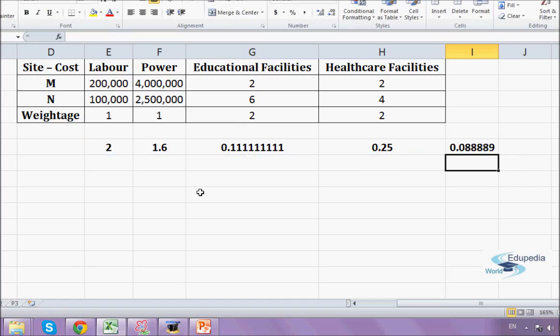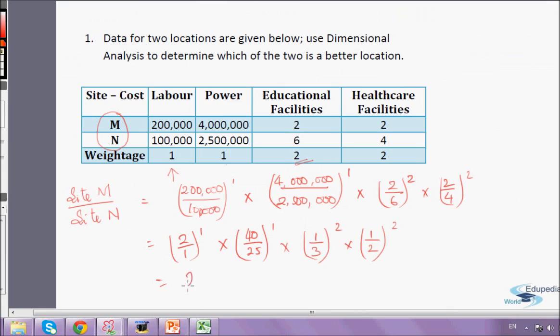And if we have to solve it manually, you can always go and solve it, as the calculations are simple in this case. So first one is 2, that is multiplied by 1.6, and that is multiplied by 0.111, and lastly it's 0.25. And when we calculate this, the product of these four, it's going to be 0.088. And obviously this is less than 1.